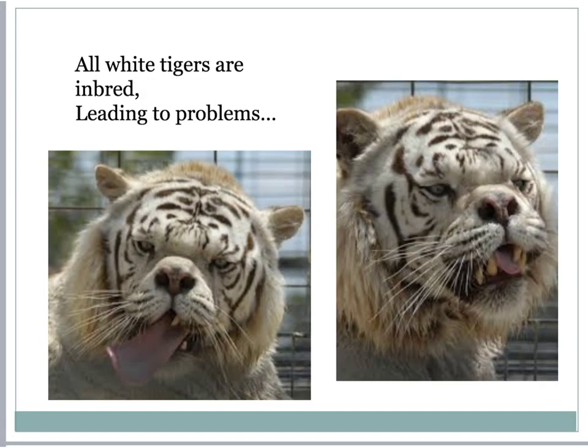For example, too, all white tigers are inbred because the white fur is a recessive trait. So if you breed them with another tiger, an orange tiger, you're not going to have the white fur anymore. So all white tigers are inbred, and as you can see here, this tiger has some physical deformities from the inbreeding.